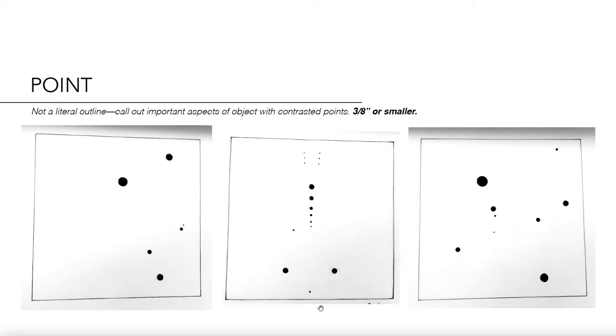So the goal here is that you're not necessarily tracing the object, right? We don't want to make a literal tracing of the outside. What you're doing is calling attention to important aspects of the object. Does that make sense? The difference there?